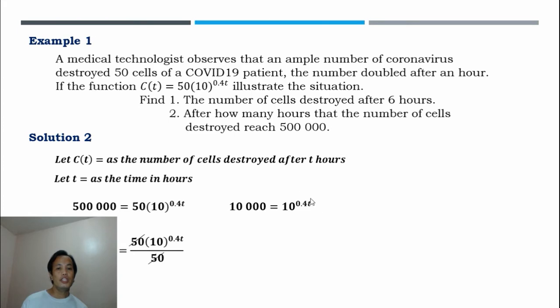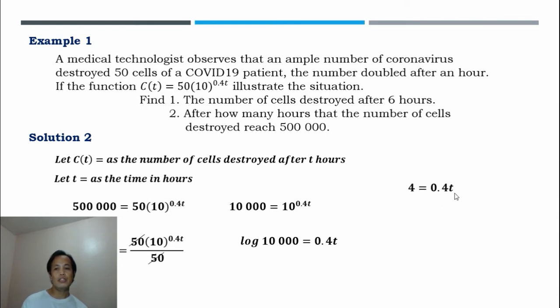Or we can change this to logarithmic form. Since this is base 10, we can just get the log of 10,000 directly by using your calculator. If we have base 10, we can simply enter log of 10,000 in your calculator, then equals. If this is not base 10, it's another story. So let's proceed. In this case, I get the log of 10,000 since it is base 10. Log of 10,000 is equal to 0.4t. So the log of 10,000 is equal to 4, which is equal to 0.4t.